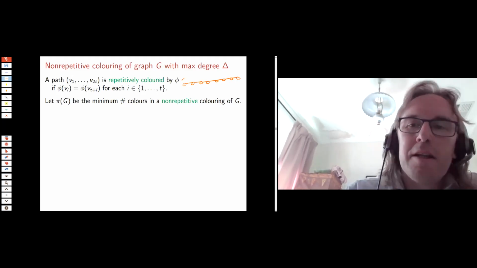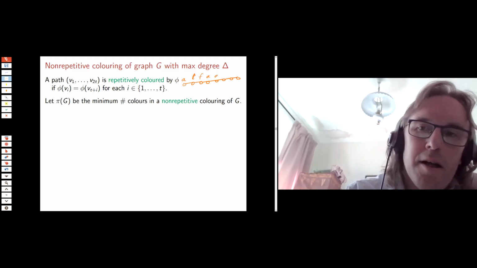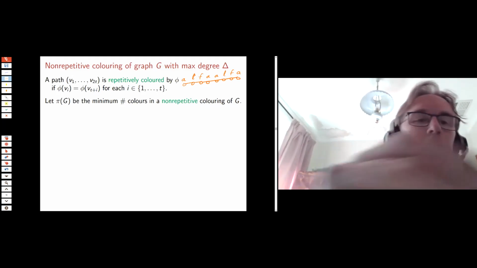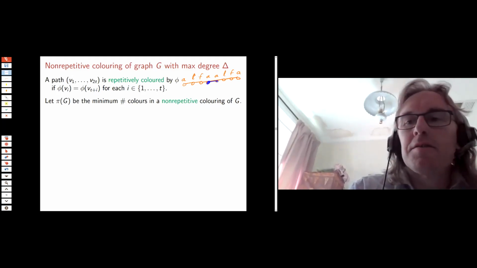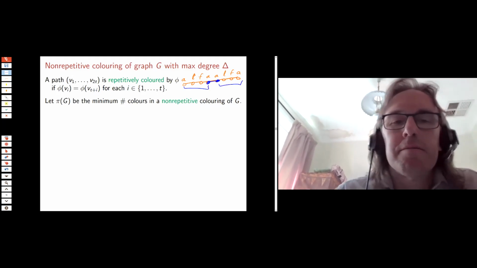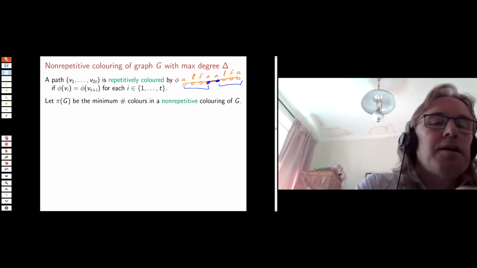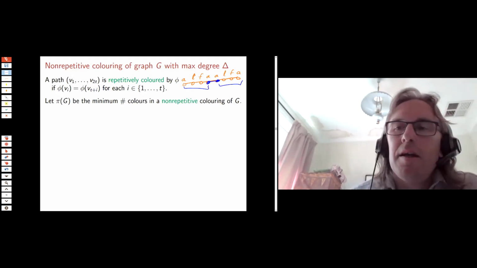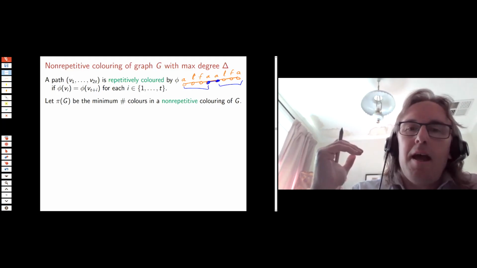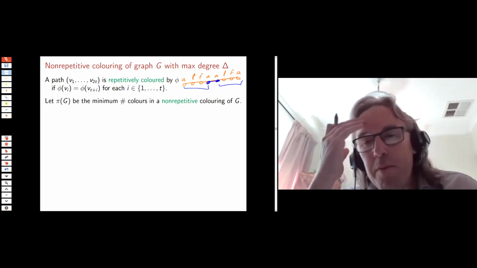So if, let's use letters for colors, then alpha is a repetitively colored path. And in fact, this edge here is also repetitively colored. But here's a t equals 4 case. And now we define pi of G to be the minimum number of colors in a coloring such that no path is repetitively colored. So this is called a non-repetitive coloring.